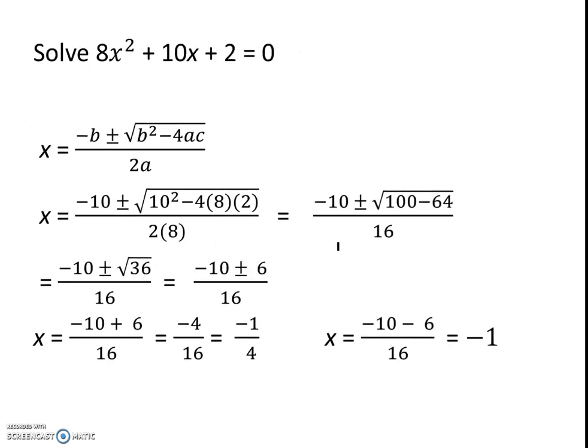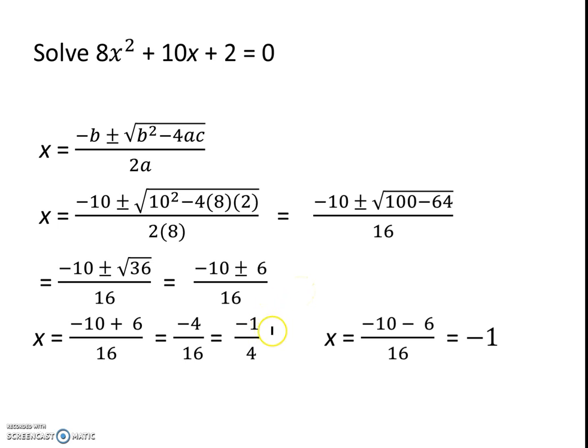Our first example is 8x squared plus 11x plus 2 equals 0. So we just plug our values into the quadratic formula, and when we do the math, we end up with negative 11 plus or minus the square root of 121 minus 64, divided by 16. Continuing to simplify, we get negative 11 plus or minus the square root of 57, all divided by 16.